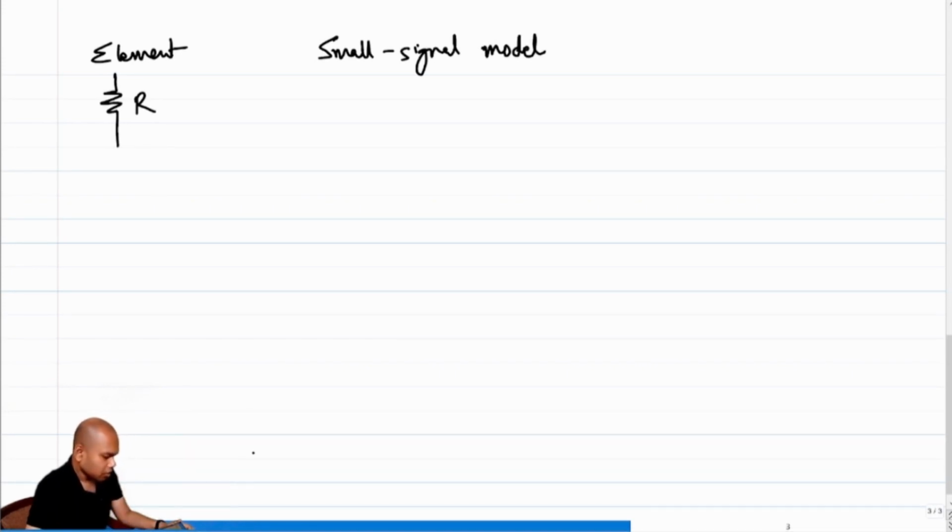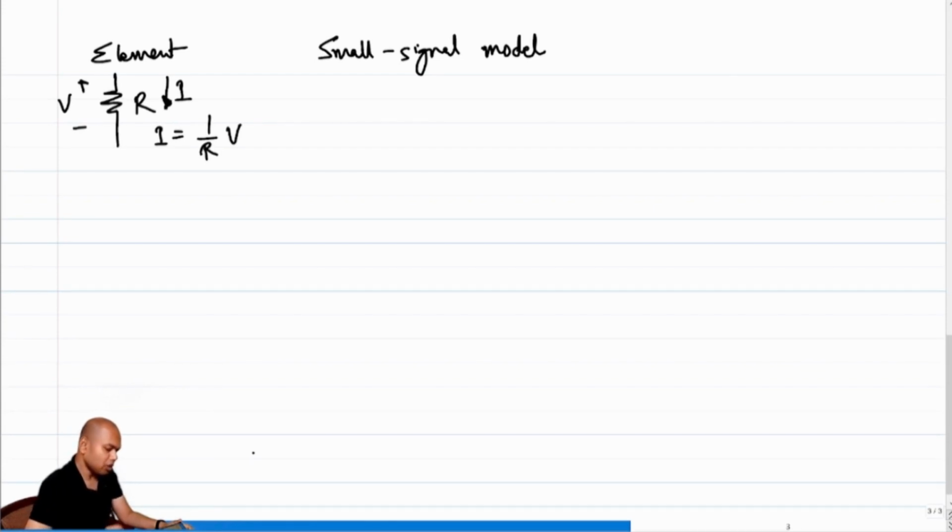So what is the small signal model of a resistor? How will you get it? Note how we got the small signal model in the first place: we needed to characterize the element. So how do you characterize the resistor? If I have a voltage V across this element and a current I flowing in, the relationship between I and V is I equals 1 over R times V.